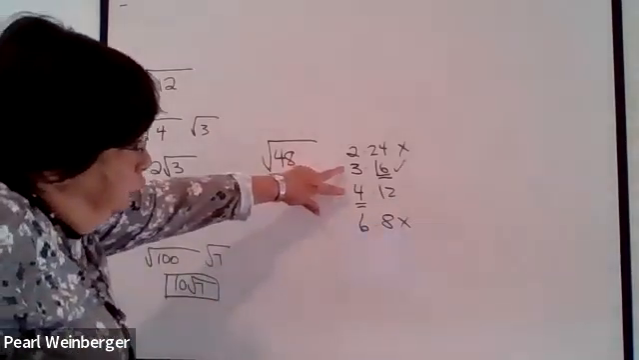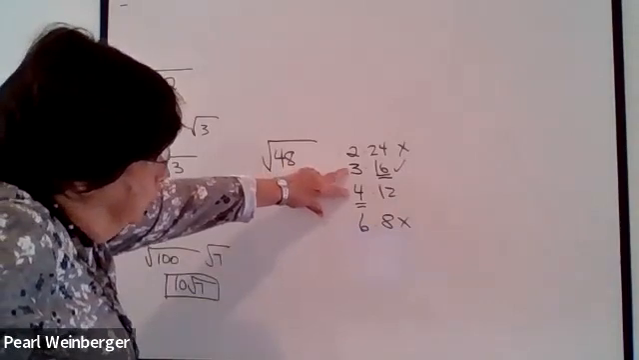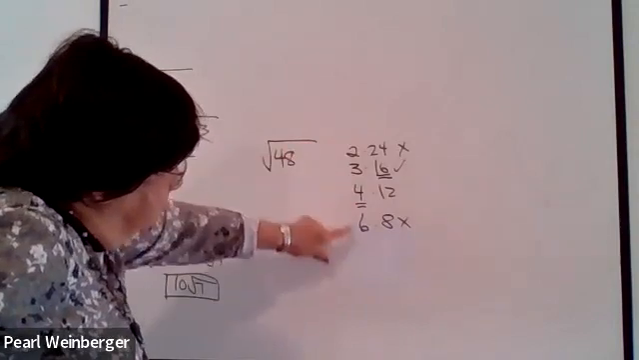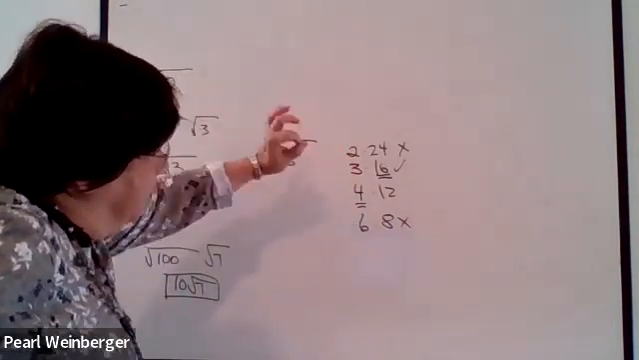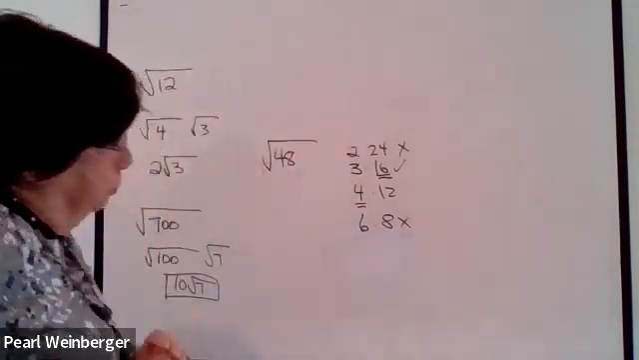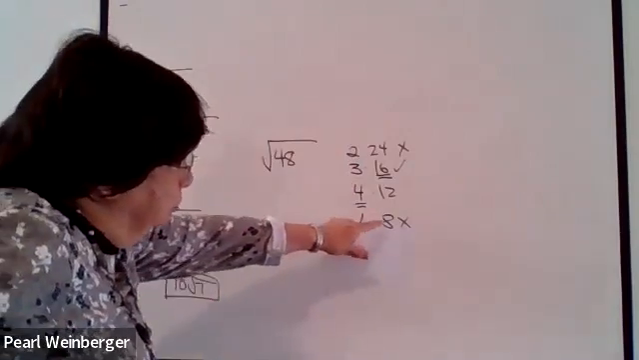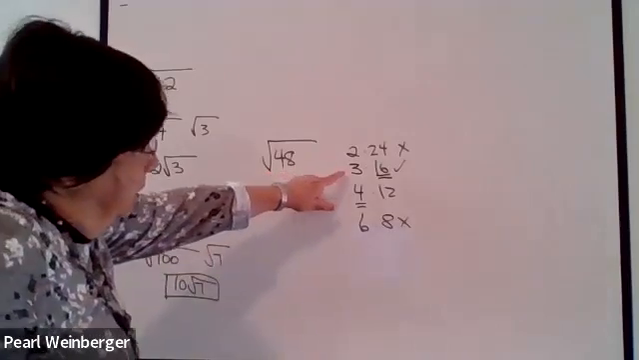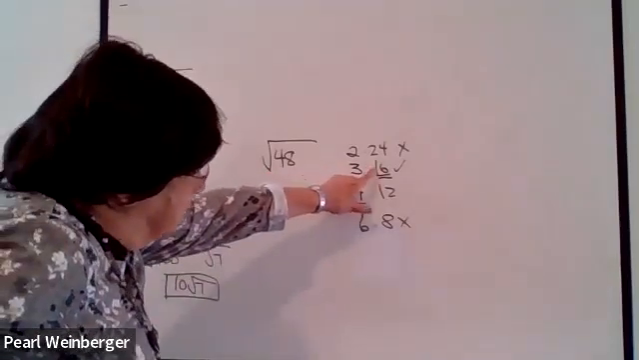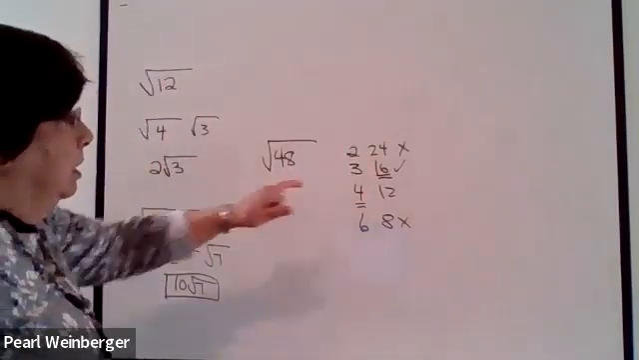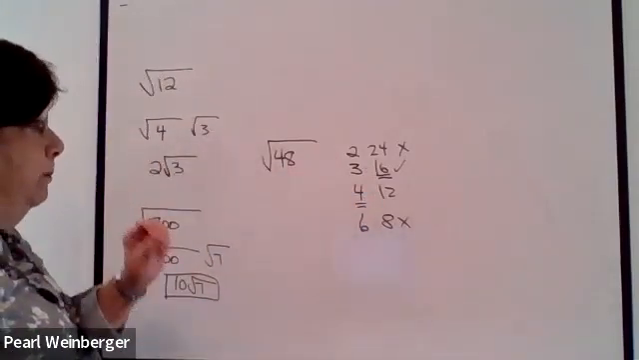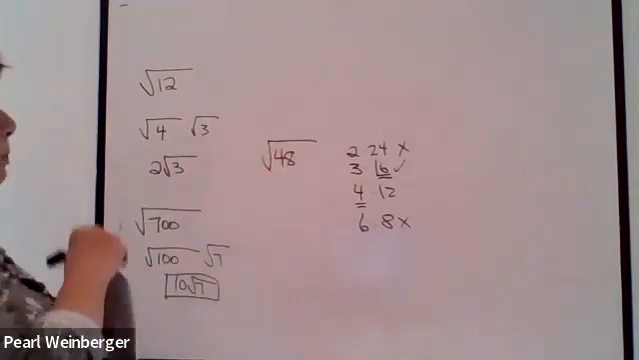Notice where you have 2 cases where one of the numbers is a perfect square. 2 times 24 didn't work at all because neither 2 nor 24 was a perfect square. Neither 6 nor 8 was a perfect square. We couldn't take it out of the radical. But in this one, 3 times 16, 16 is a perfect square. And 4 times 12, 4 is a perfect square. They both have perfect squares. I picked the one that's bigger.